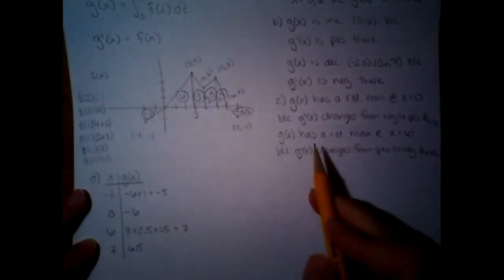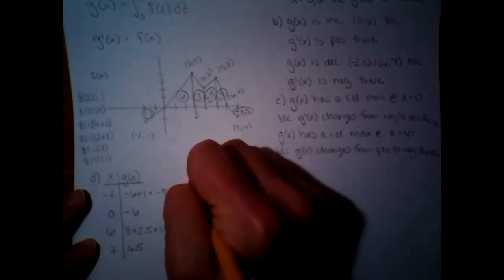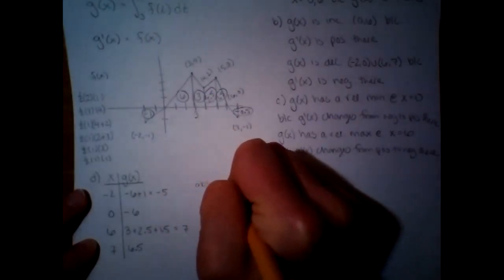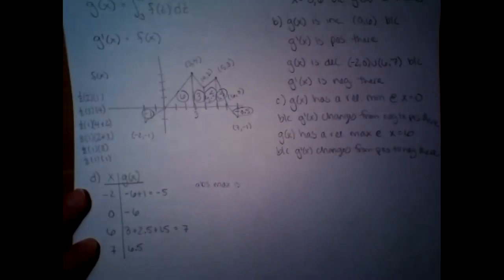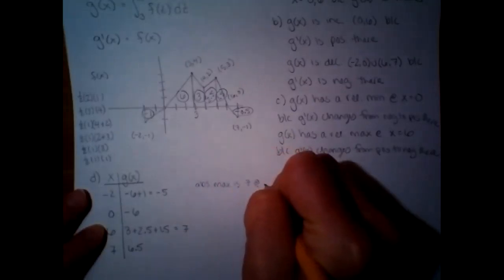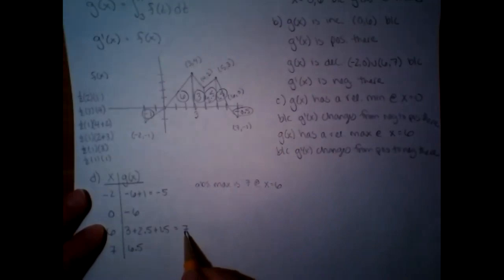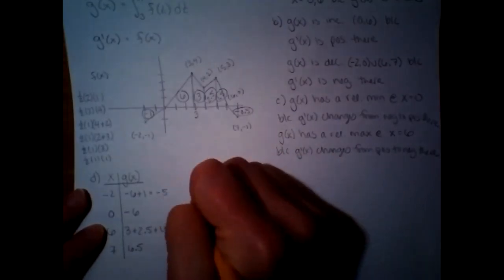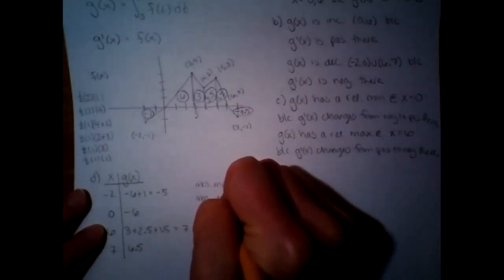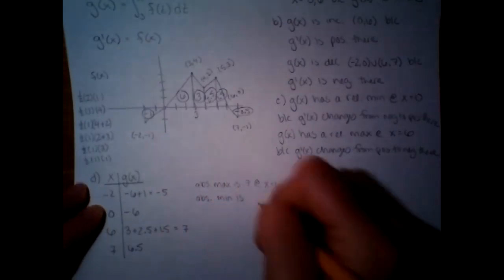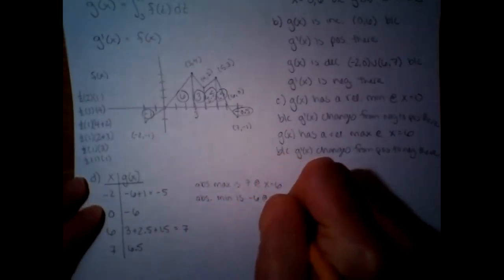And this chart acts as your justification. So you don't need to write a sentence like we did over here. You don't have to do that. You just have to state the answer. So our absolute maximum is 7 at x equals 6. That's just the biggest result that we got. And the absolute minimum is -6 at x equals 0. That was the absolute lowest value that we got. And again, the chart is your justification.